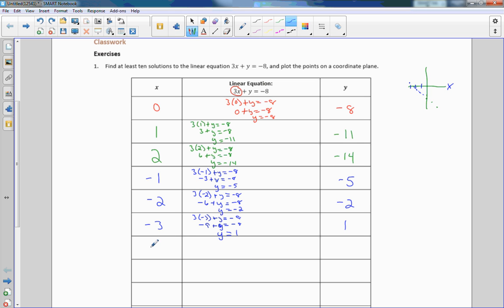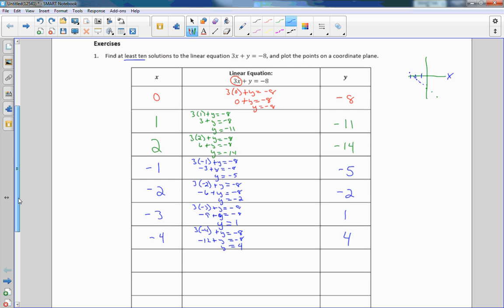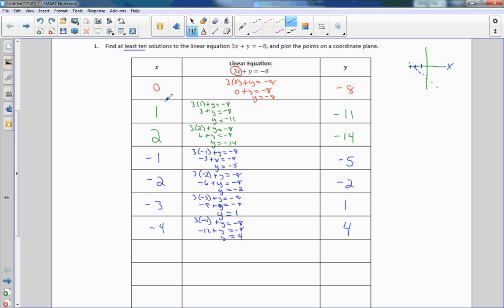And I'll do another one. So negative 4. 3 times negative 4 plus y equals negative 8. Negative 12 plus y equals negative 8. Add 12 to both sides and y equals 4. Okay. They said to find at least 10. We've done 7. Okay, so I'm going to stop there with integers.